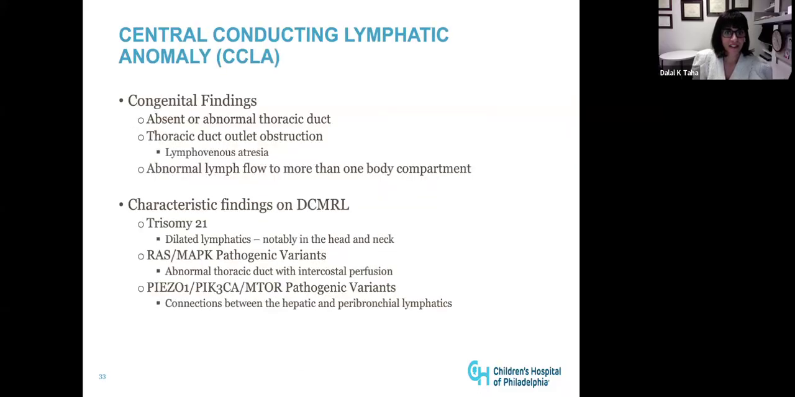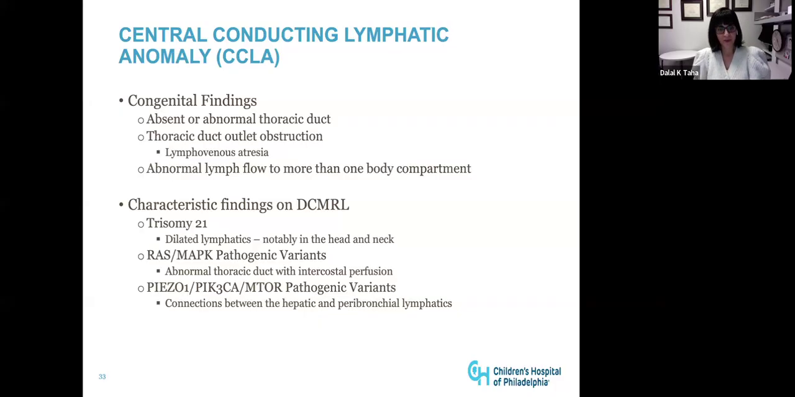So when central conducting lymph anomaly presents congenitally, you usually have an absent or very abnormal thoracic duct. It could be tortuous, dilated. There can be an outlet obstruction that's congenital, meaning that the lymph to vein connection never formed. It's atretic. And then you'll also see abnormal lymph flow to more than one body compartment.